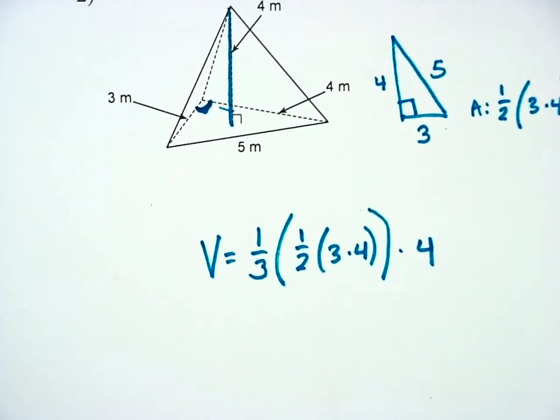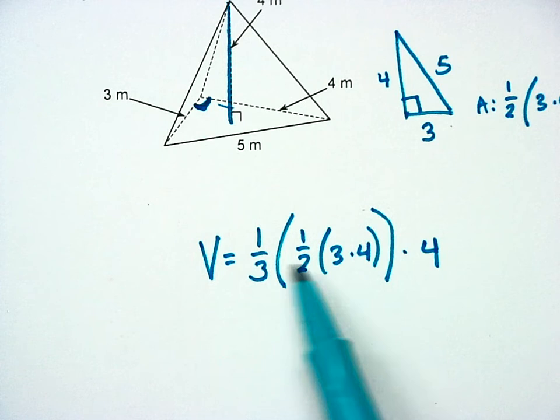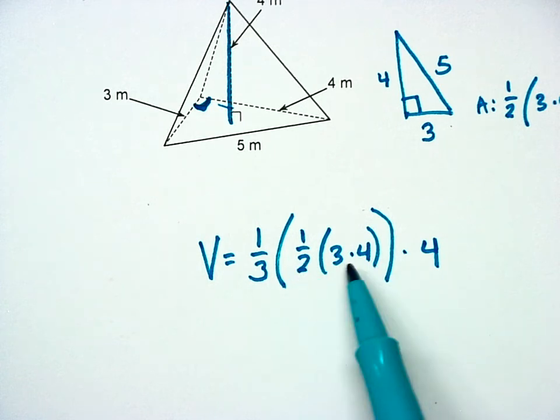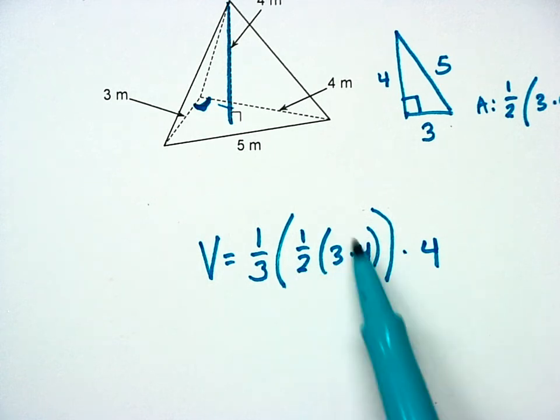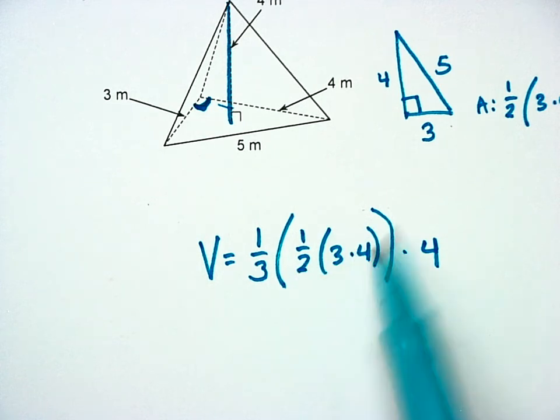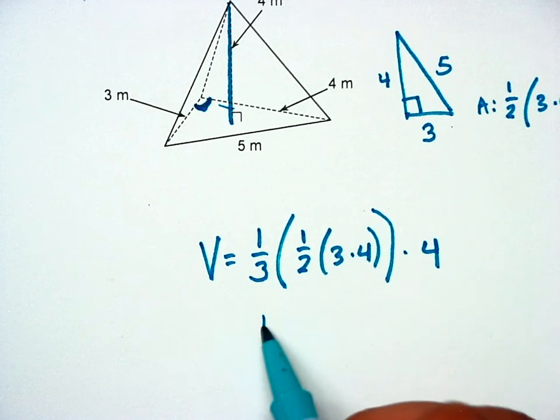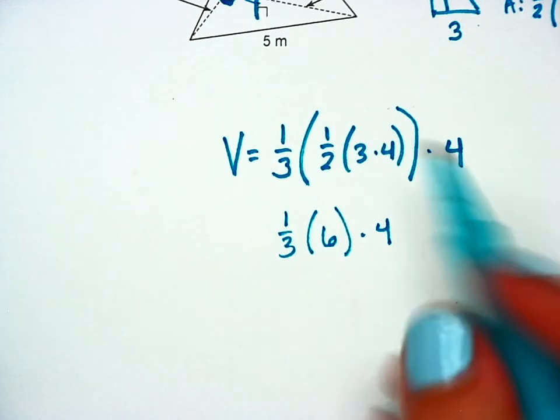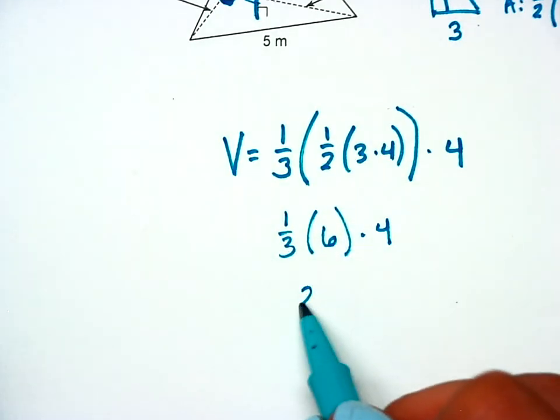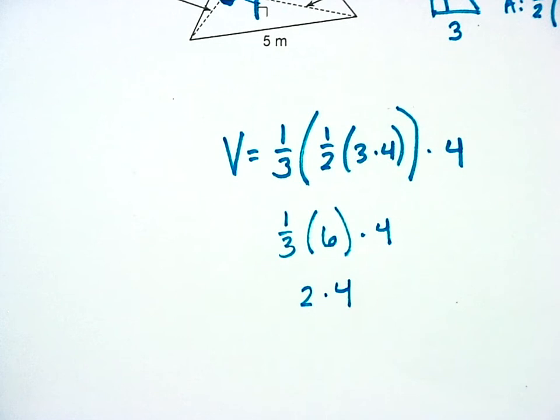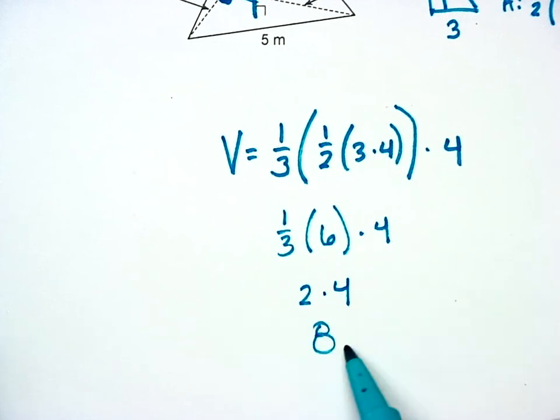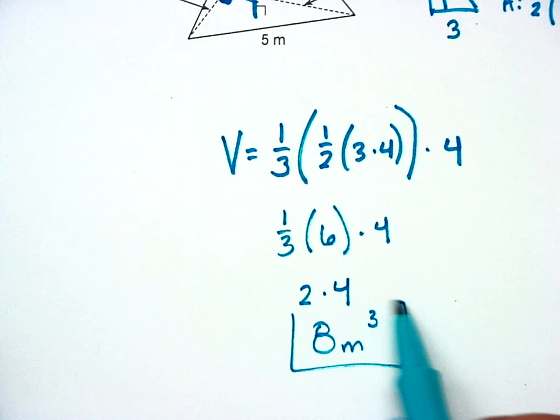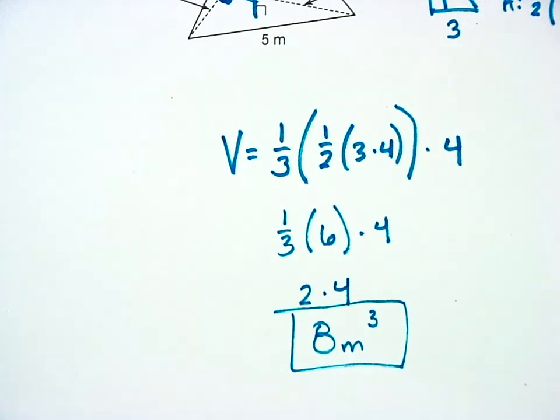So in my calculator, I'm going to do 1/2 times this value. I'm doing my inner parentheses first. So 3 times 4, that's 12. Half of 12 is 6, so I've got 1/3 times 6 times 4. And then 6 divided by 3, that's just 2. And then 2 times 4 is 8. Again, don't forget your units, and cubed. So the volume of that triangular prism is, or I'm sorry, pyramid, is 8 meters cubed.